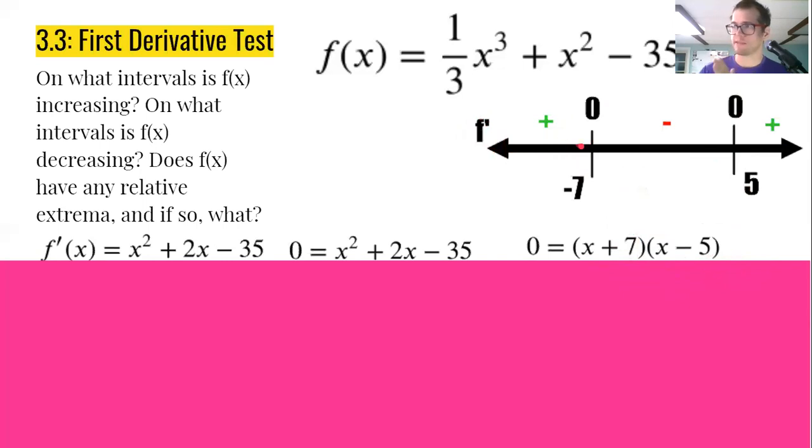If I'm going to test something from this interval, like -7.1, -7.1 gives me a negative here. -7.1 gives me a negative here. Negative times a negative is a positive. Boom, everything in this interval is positive. In this interval, let's see, it includes 0, so I'm going to use that. Put in 0, I get a positive. Put in 0, I get a negative. Positive times negative gives me a negative.